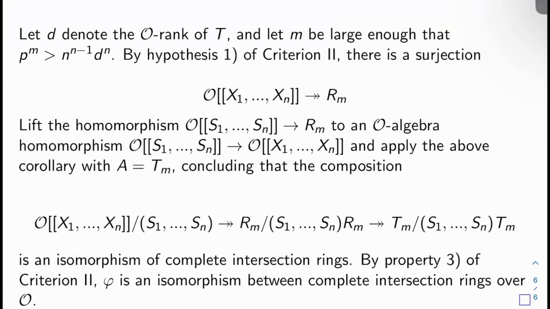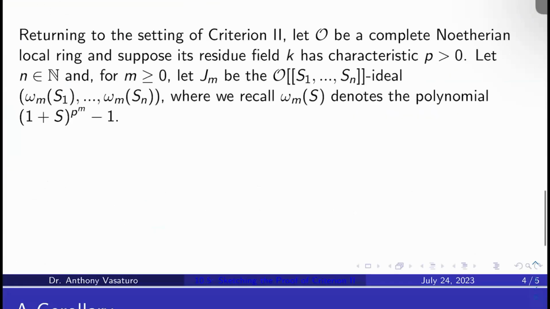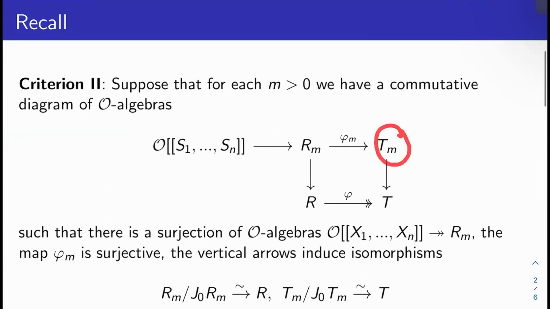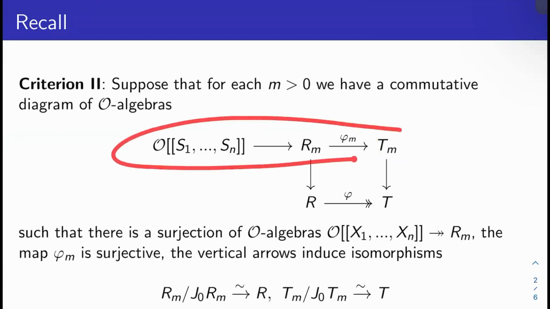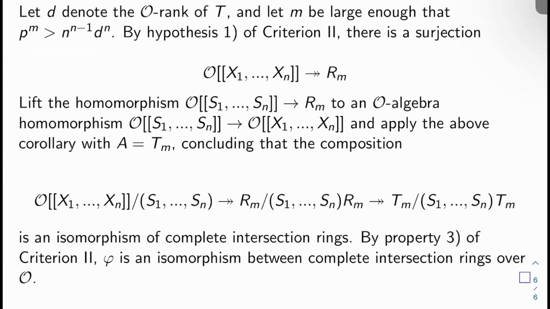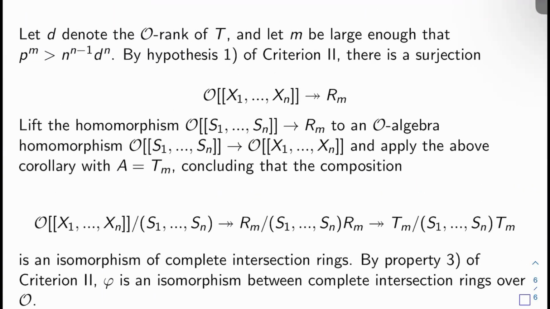Apply the above corollary now with A equals T sub m. So T sub m lives up here. Okay, so here is the situation we're going to apply the corollary to, because all the criteria are satisfied. Okay, what do you conclude? Well, you conclude that the composition O double bracket x1 through xn mod the ideal generated by s1 through sn, which surjects onto R sub m mod ideal generated by s1 through sn times R sub m, which surjects onto T sub m mod ideal generated by s1 through sn T sub m, has to be an isomorphism of complete intersection rings by the corollary.